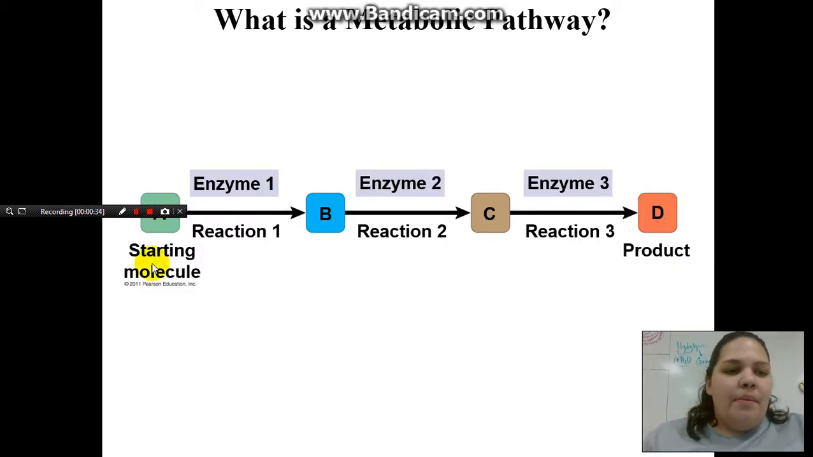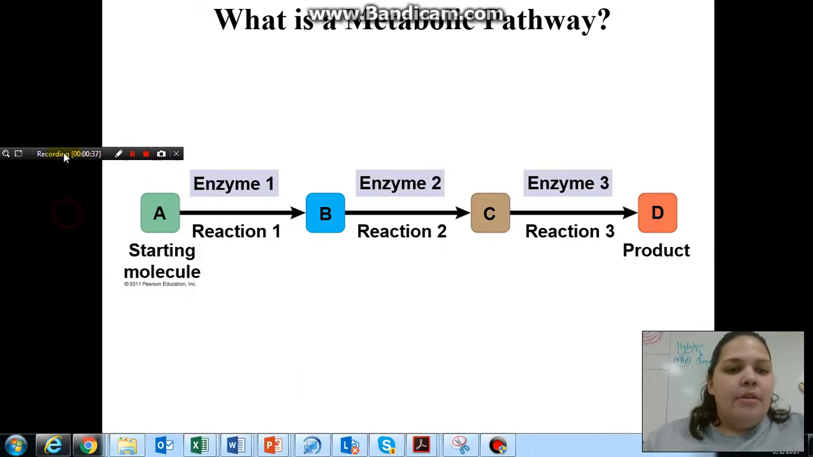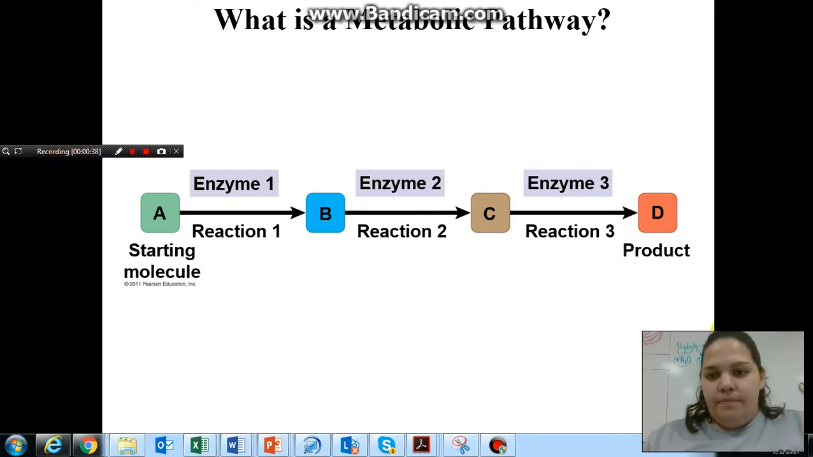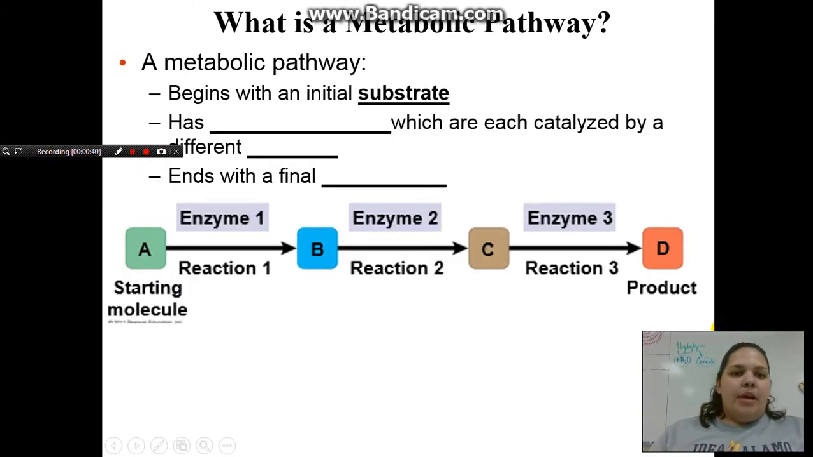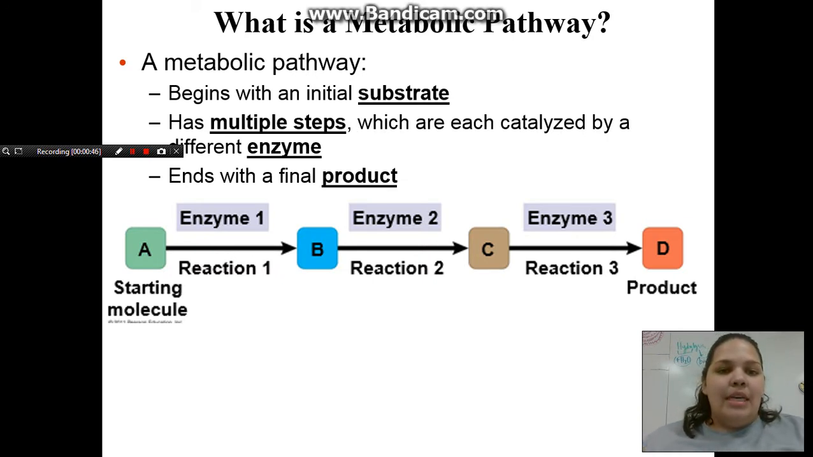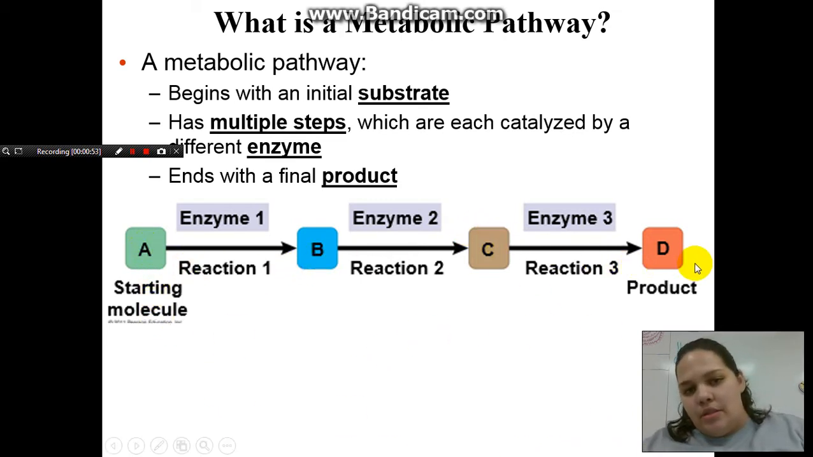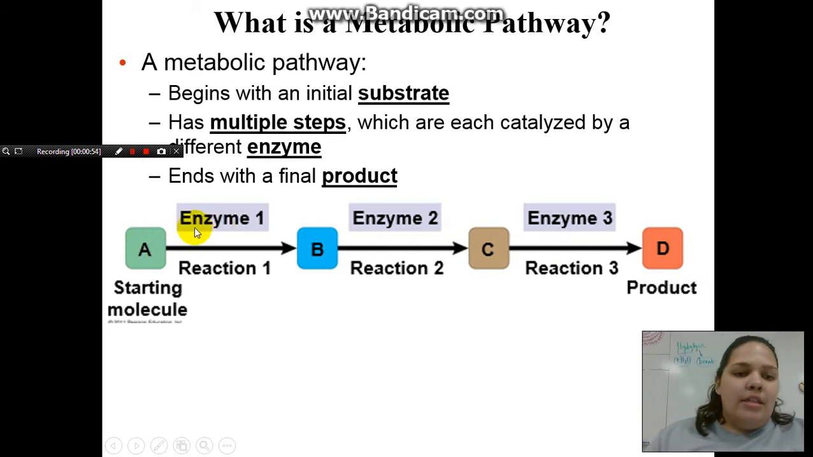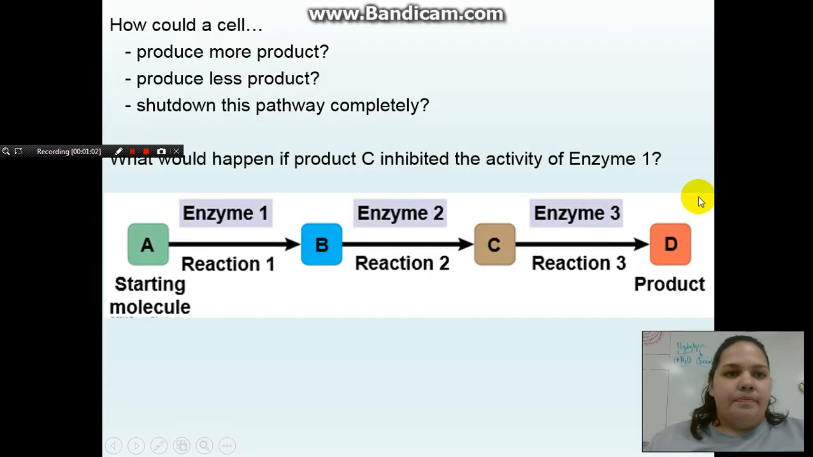So let's talk about a metabolic pathway. A metabolic pathway begins with an initial substrate. It has multiple steps which are catalyzed by different enzymes. It ends with a final product. So for example, A turns into B, B turns into C, C turns into D. Enzyme 1 helps with this reaction. Enzyme 2 helps with reaction 2. Enzyme 3 helps with reaction, what was the third reaction?